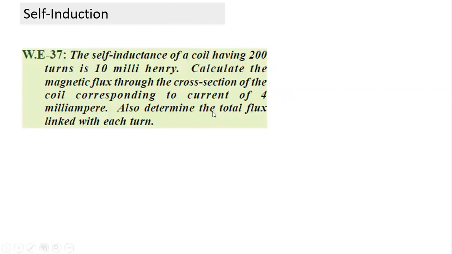Let's look at and understand the next question. Self-induction of a coil having 200 turns is 10 millihenry. What does this term indicate? Let's try and understand again. Another way to understand it: if in this particular coil we pass a current of 1 ampere, all the coil turns put together will have a flux equal to 10 milliweber. That's what this term means.